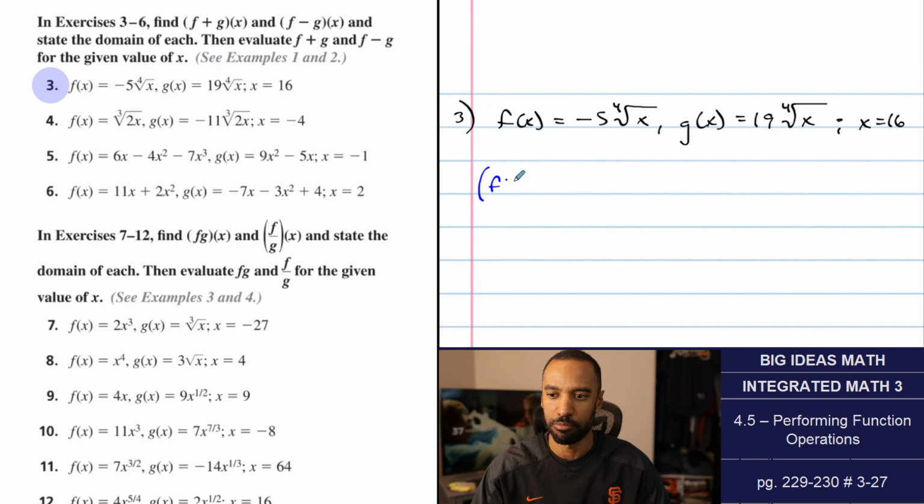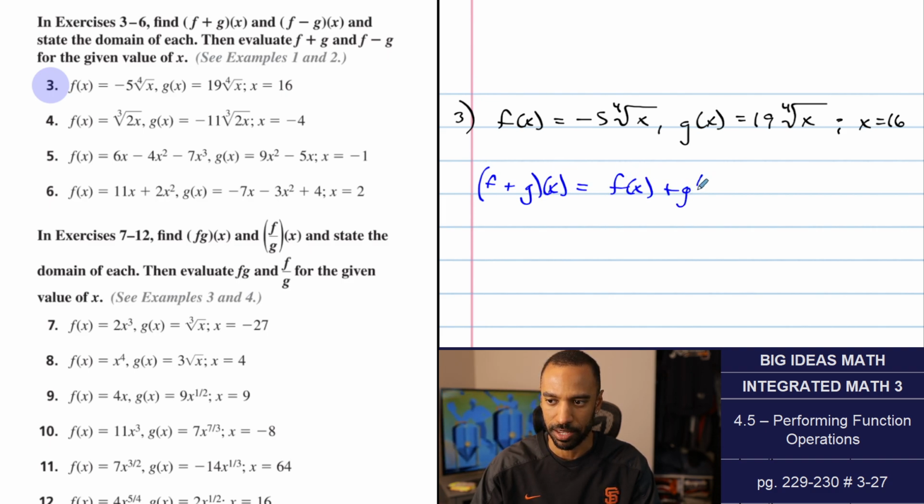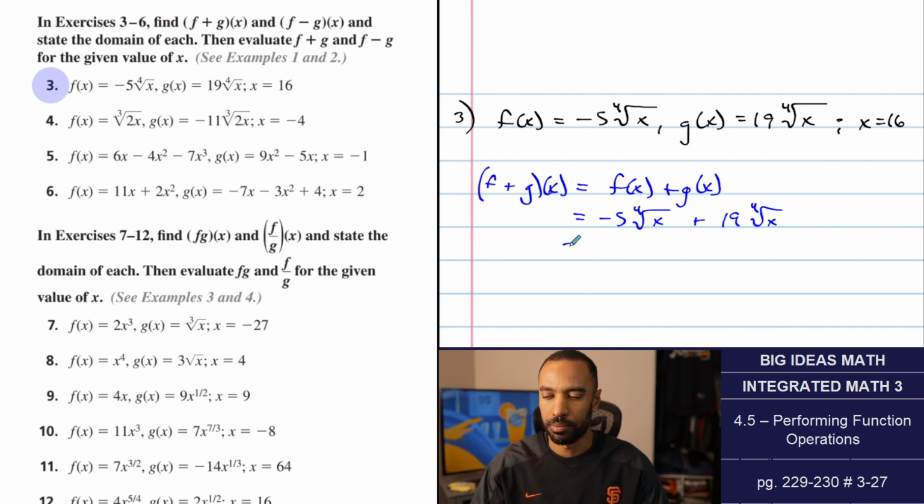So whenever you see f plus g of x, then you hit undo. F plus g of x, that's the same thing once again as f of x plus g of x. So it's a straight up substitution. We have negative 5 times the 4th root of x plus 19 times the 4th root of x. These are like terms, if you will. So when you add those, that's 14 times the 4th root of x. This is f plus g of x.